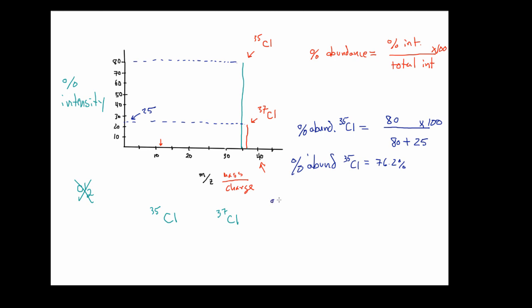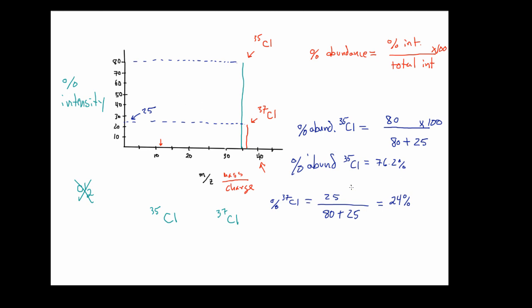Now the percent abundance for the Cl37 is going to equal 25 over 80 plus 25. And this is going to equal about 24%. Now my numbers aren't adding up exactly, and that's because what I'm doing to teach this is using essentially a back of the napkin calculation, so that you can see how this works.